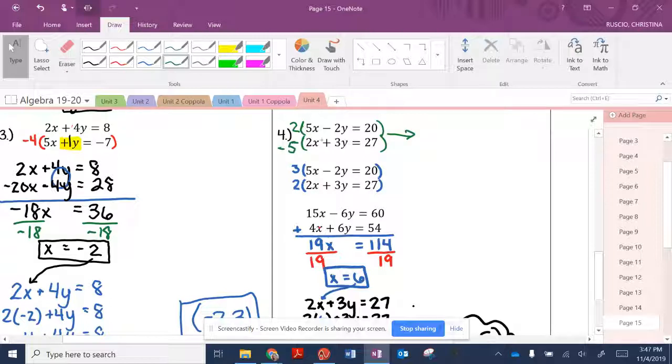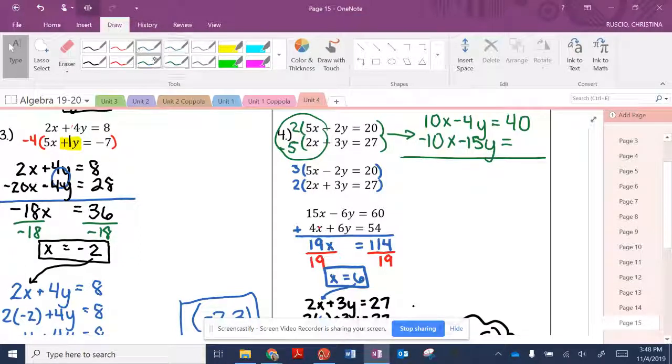If I did that, I would now try to eliminate my x values. So if I just do that quickly, just so that you guys can see how it would look eliminating x's, I would get 10x minus 4y is equal to 40. And in my bottom equation, oh, I can't do that math in my head with a 27 times negative 5, but you get the picture. So we'll get negative 10x minus 15y equals whatever value that is. Because when we add them together, do you see it? Then we would get rid of the x's.